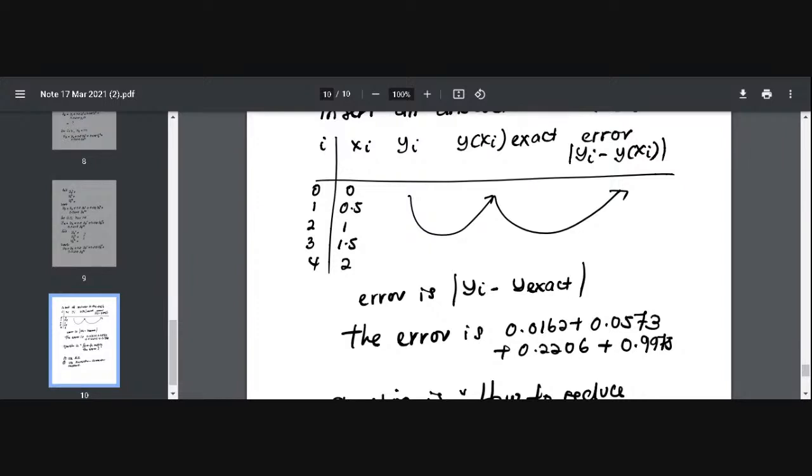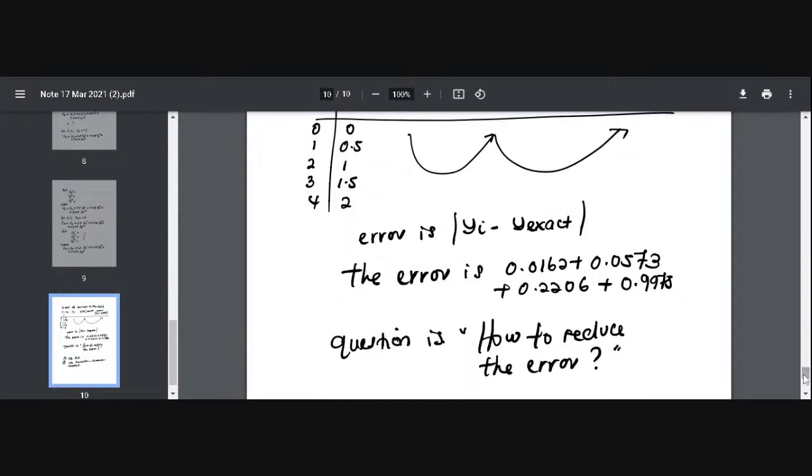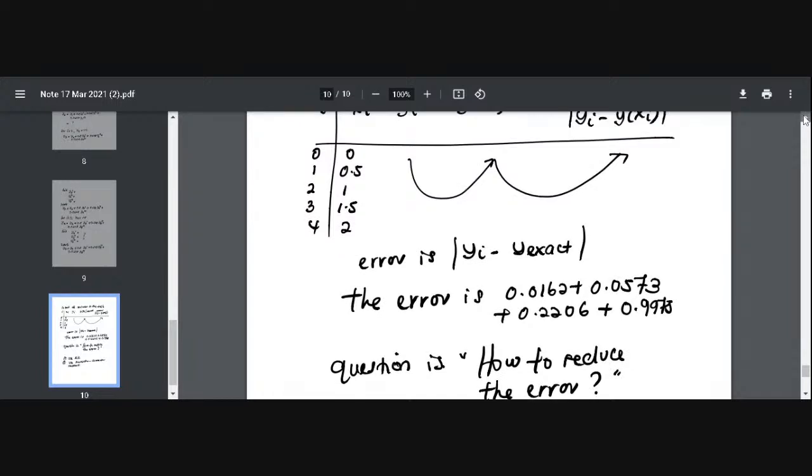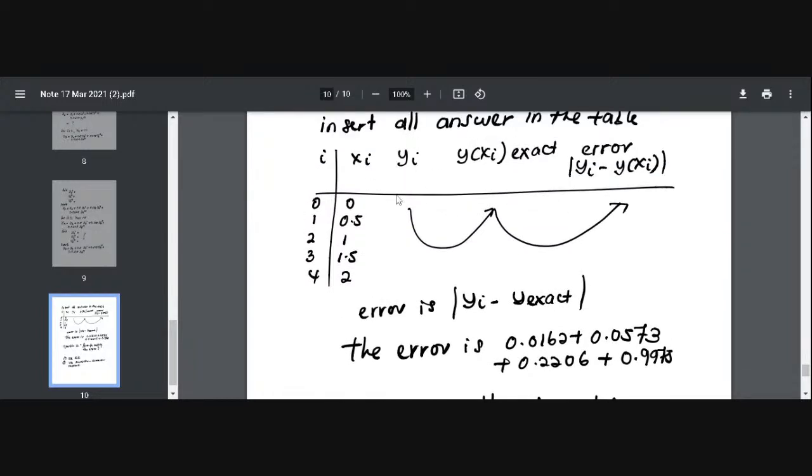You do a summation of the error. You can see the error is very big, very huge: 0.10162 plus 0.0573 plus 0.2206 plus 0.9975. You can see the last point contributes the highest error. So now my question that you need to think about: how to reduce this error? The error is the summation error between the exact solution and the approximation solution from the Taylor series order 3.